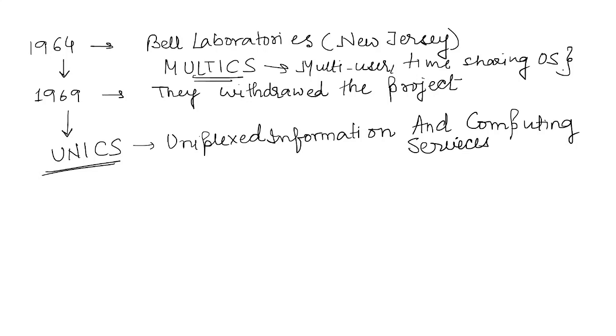So this was the thing at that time, and they withdrew the project because it was resource intensive and quite complex. And around the year 1969, after 1969, it comes to Unix, where Ken Thompson and Dennis Ritchie decided to work on this project independently. They developed a simpler version which is called Unix, Uniplexed Information and Computing Services rather. And later this Unics was changed to Unix.